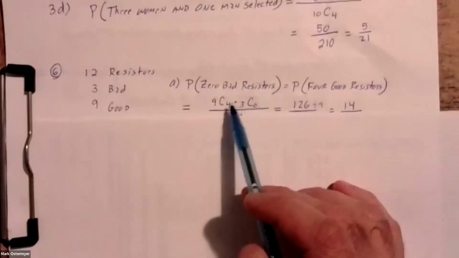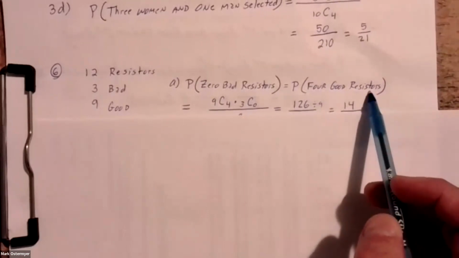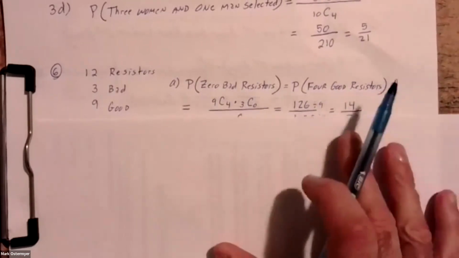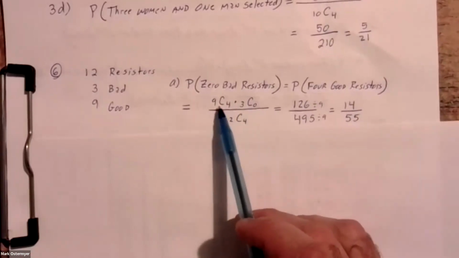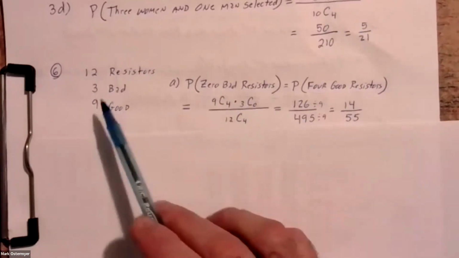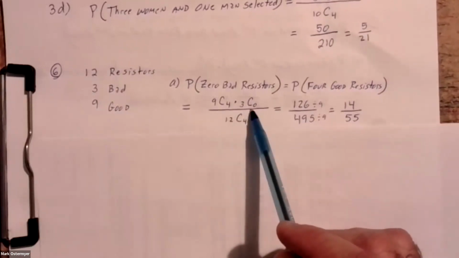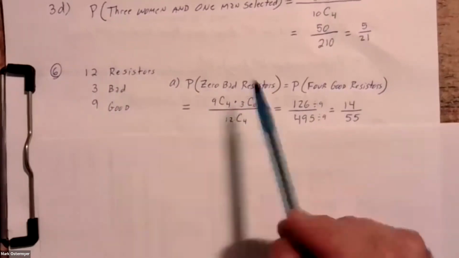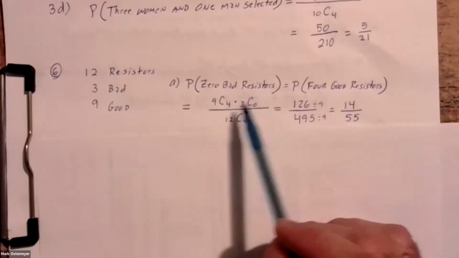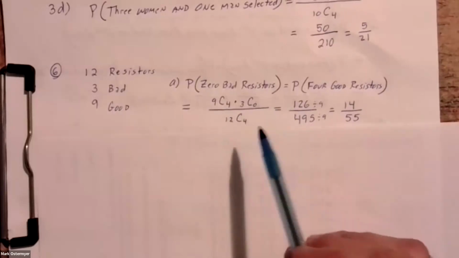Well, the probability of selecting 0 bad resistors is equivalent to selecting 4 good resistors. So how many ways can I select 4 good resistors if order does not matter? That's going to be 9 in combination with 4, because we have 9 good resistors. 9 in combination with 4 times the number of ways of selecting 0 bad resistors among 3 bad resistors is 3 in combination with 0. Notice again, 4 plus 0 is equal to the total number of resistors that we're selecting, which is 4.